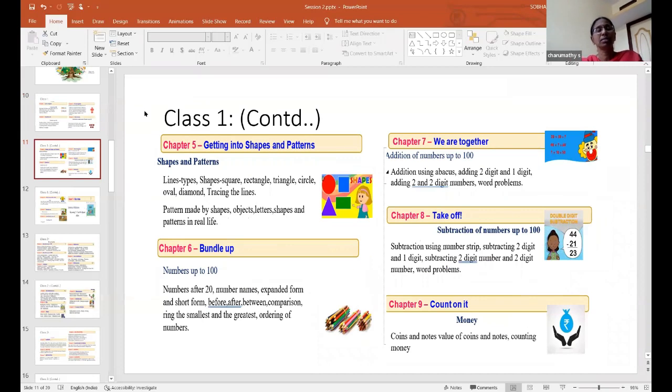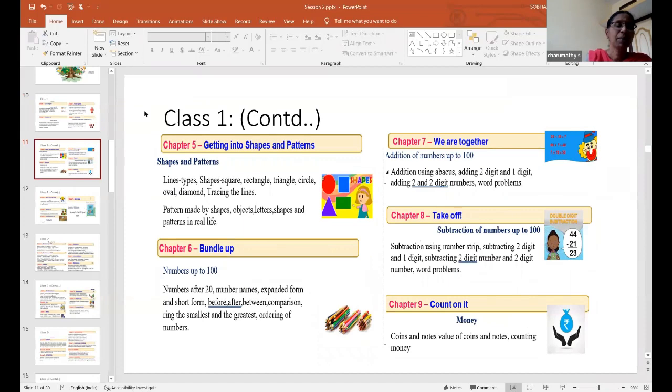Square, rectangle, triangle, circle, oval, and diamond are the other shapes that are included for them. Of course, because oval, they come across that in many situations. And then comes the tracing of the lines. They trace the lines and understand whether it is curved or straight.